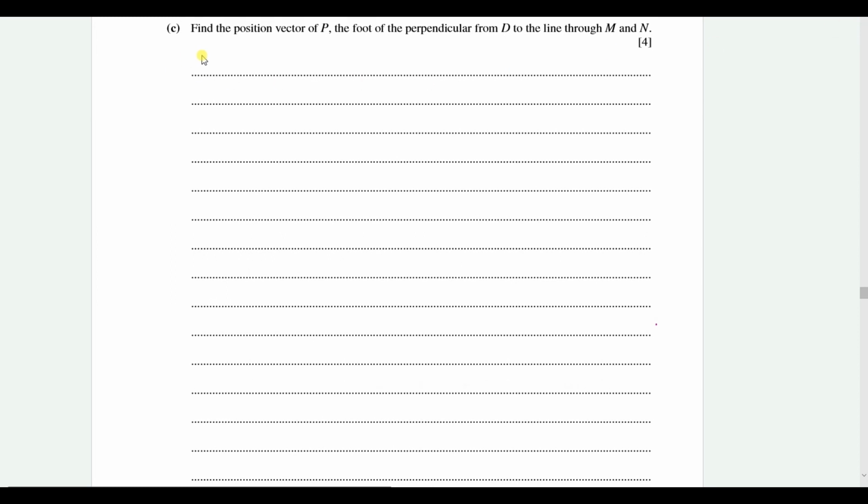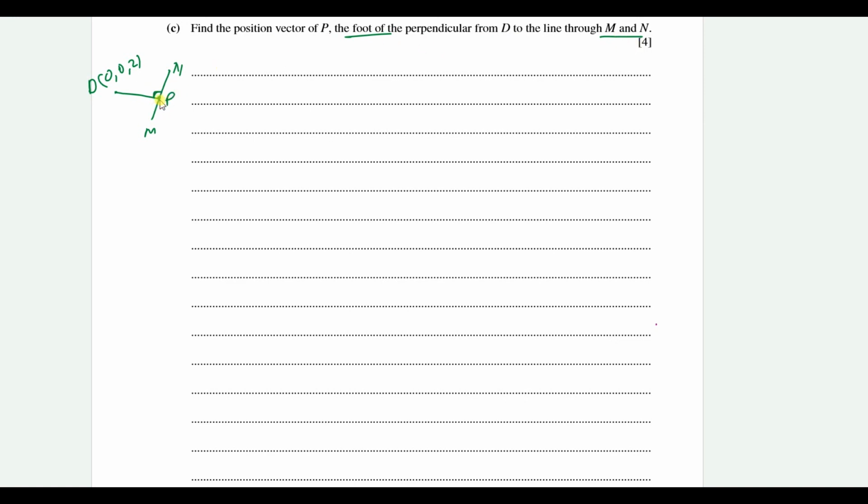Next part is find the position vector of P, the foot of perpendicular from D to the line through MN. It means you can see M is here, N is here, and D is somewhere here with the coordinates 0, 0, 2, and we have to drop a perpendicular because we need to find the foot of perpendicular from D to the line through MN. So we need to find the position vector of P, this P.